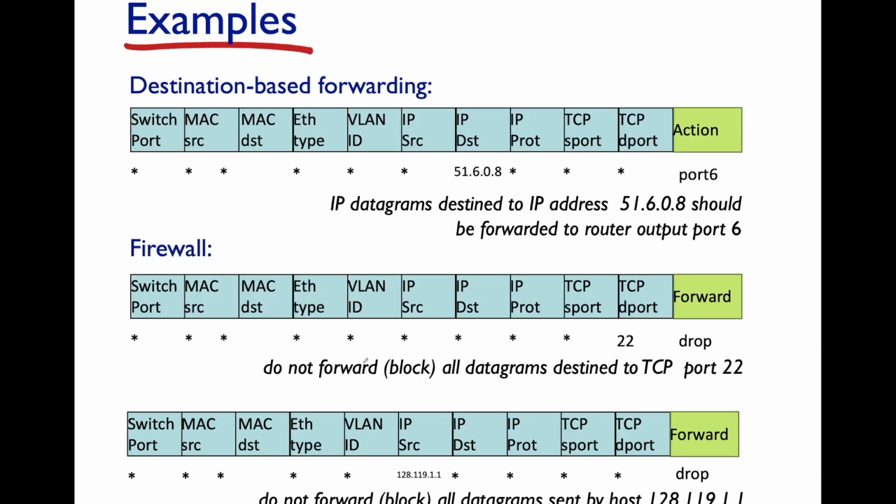Okay, so here are some examples. In this first example, you have what's called destination-based forwarding. Regardless of the source address in IP, if you're going to a certain destination address, 51.6.0.8, send it out port 6 on your router.